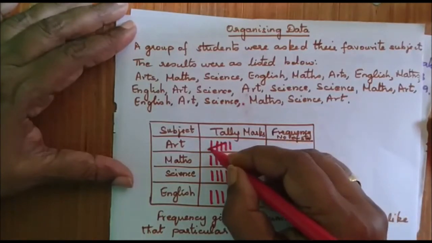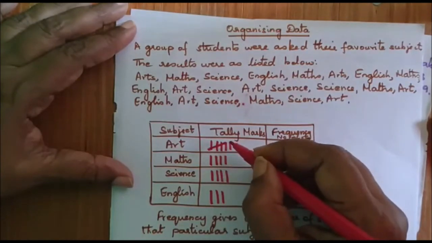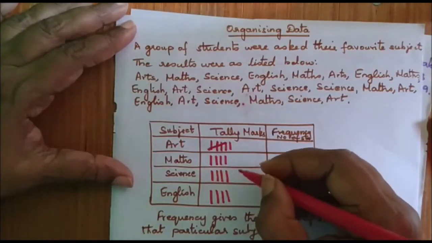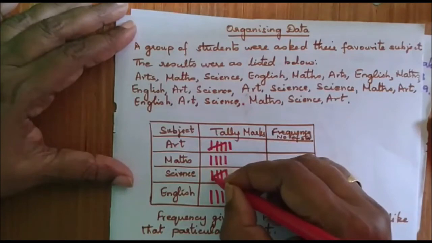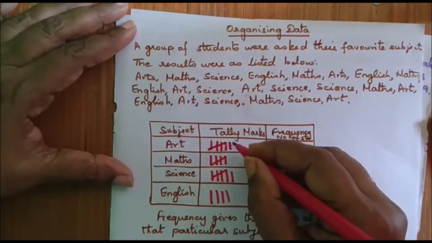So I'll draw a line like this. If it is a fifth entry, you will have a diagonal line. Okay. Then it is English, so English I have it once again. Once again I have an art. Once again it is science. Then it is maths. Now it is science and art.